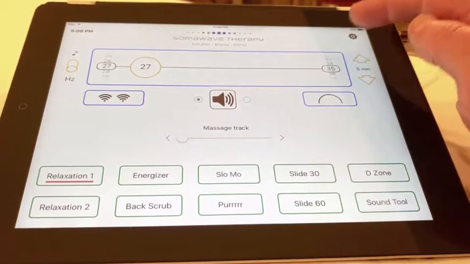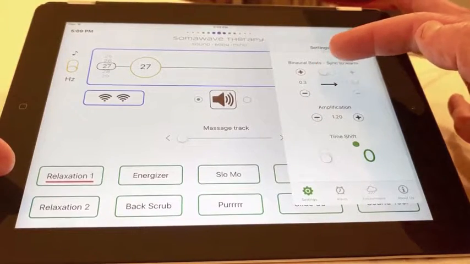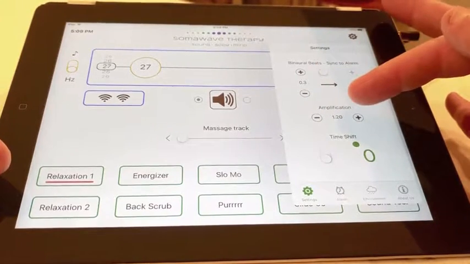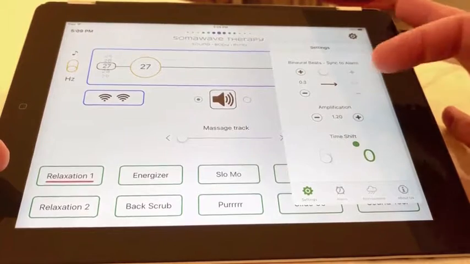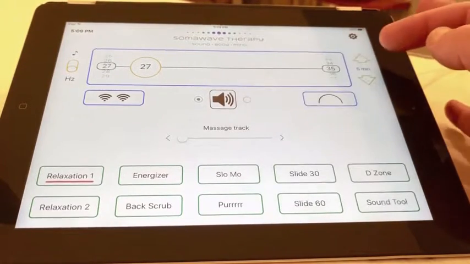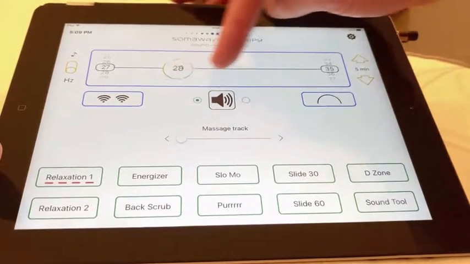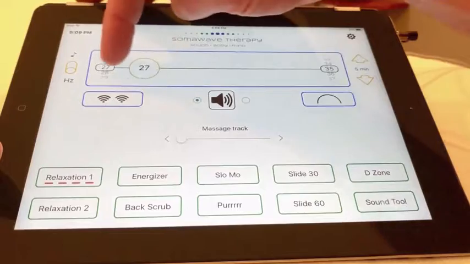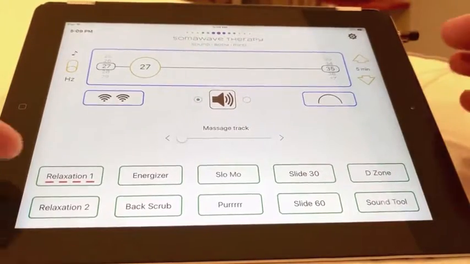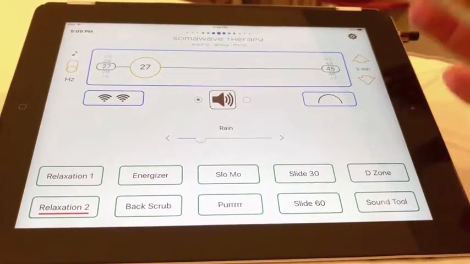Taking a quick look at relaxation 1, I have here 0.3 for the binaural beat. Amplification is pretty low at 1.2 or 120. And it's a pretty slow cycle, 5 minutes, 2.5 minutes up, 2.5 minutes down for a 5-minute cycle. If I load relaxation 2, probably a little more energy.